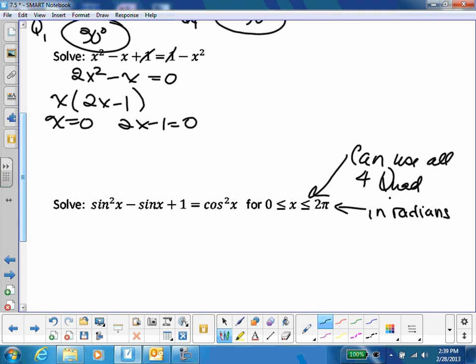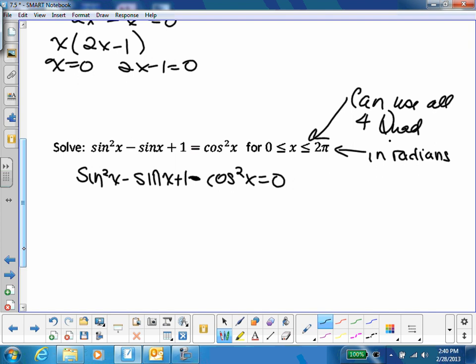Okay, the next problem that I have is what? Okay, I can move the cosine squared over. Sine squared of x minus sine of x plus 1 minus the cosine squared of x equals 0. Does this make this any easier to work with? If I'm going to chunk or group, I've got to have something common that I can pull out of each of my terms, right?